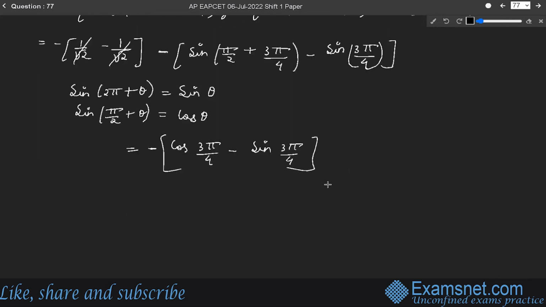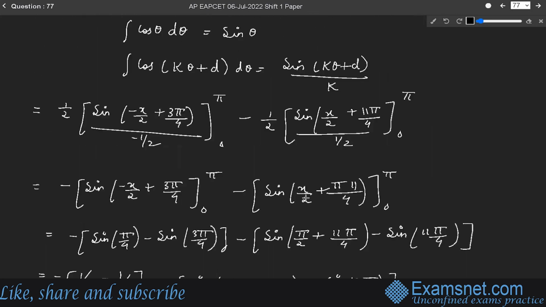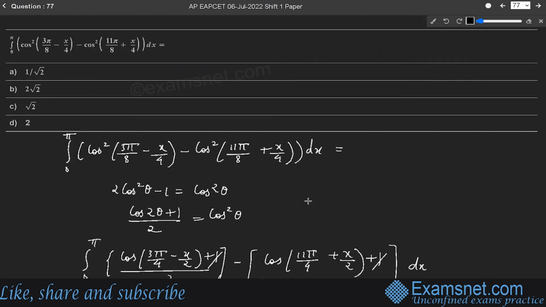So again putting the values, we know that cos 3 pi by 4 is minus 1 by root 2 minus sin 3 pi by 4 is 1 by root 2. So this will become 2 upon root 2. Again on rationalizing, this will be equals to root 2. Therefore, we can say that the correct answer for this question is root 2. And hence, among all the given options, option number C is the correct option for this question.